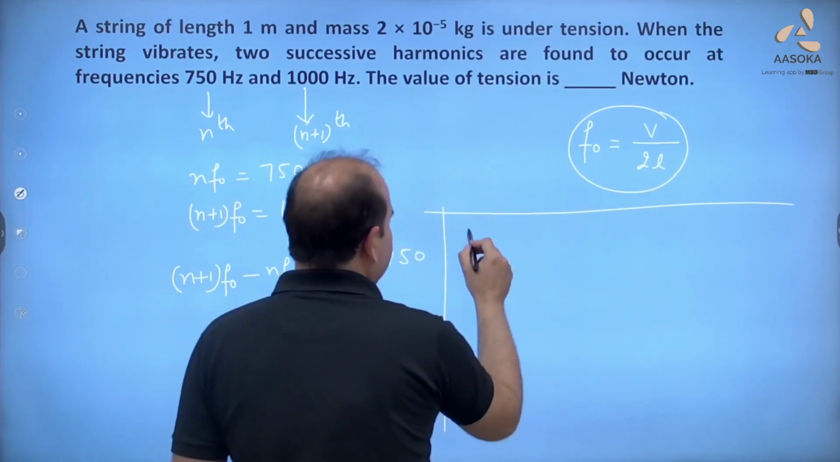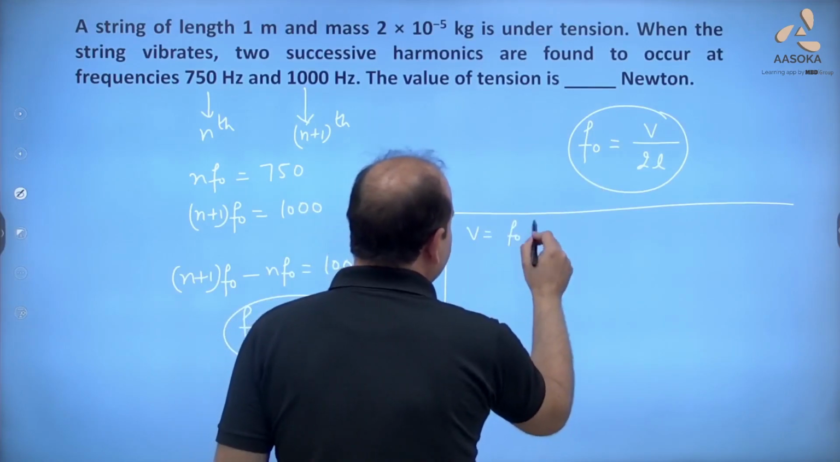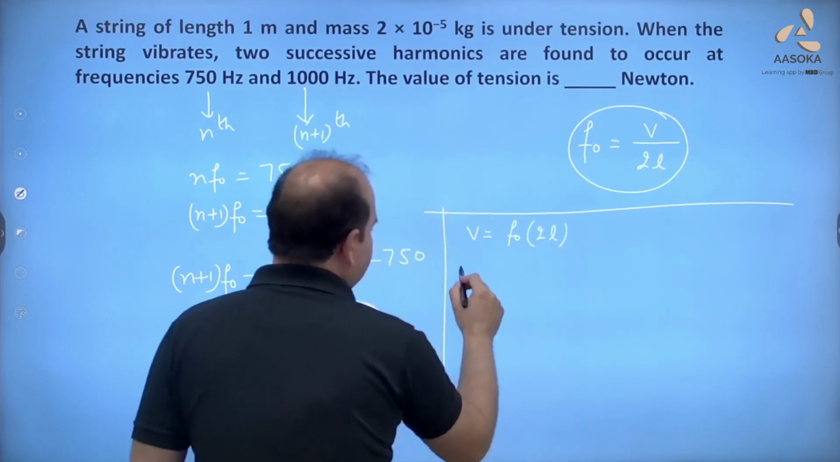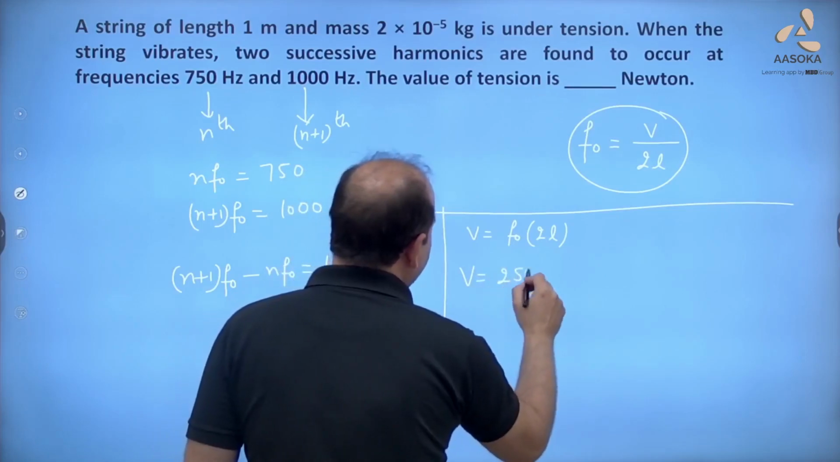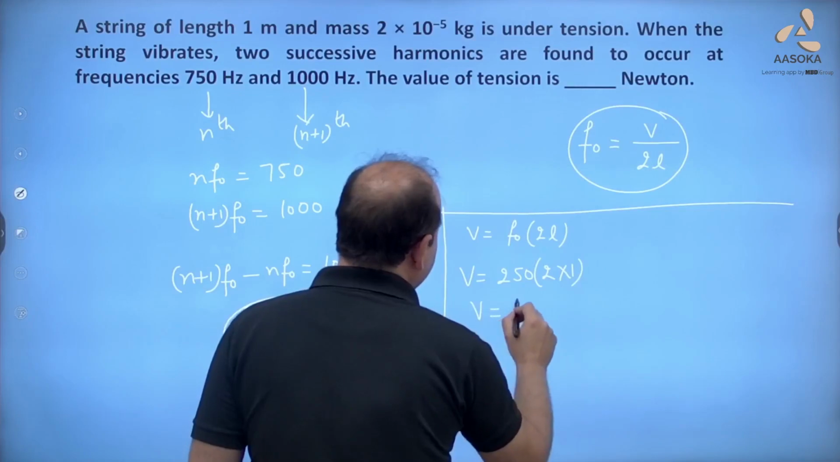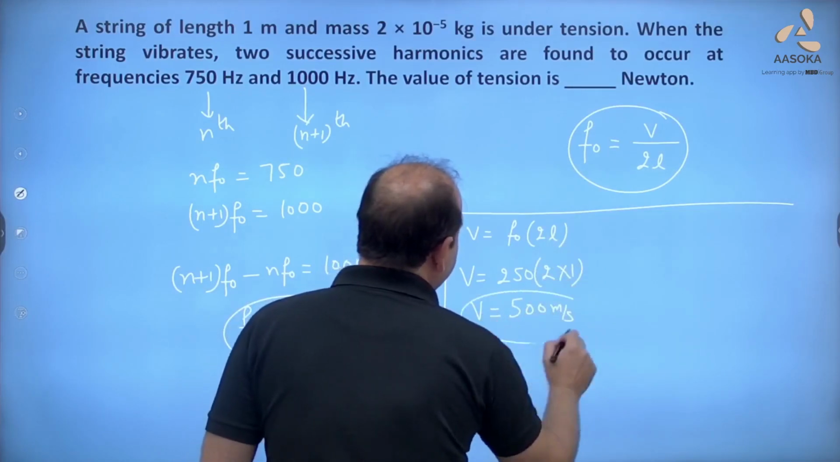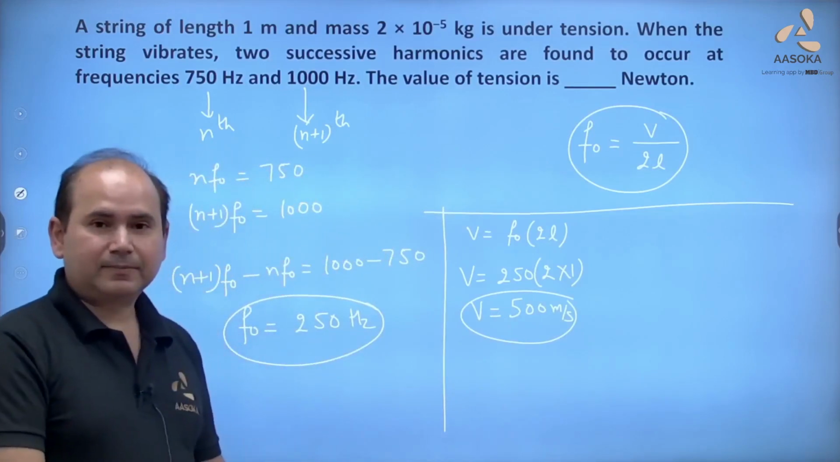V is fundamental frequency into 2L. Fundamental frequency is 250. 2L is 1 meter. So speed of transverse wave on this string is 500 meter per second.